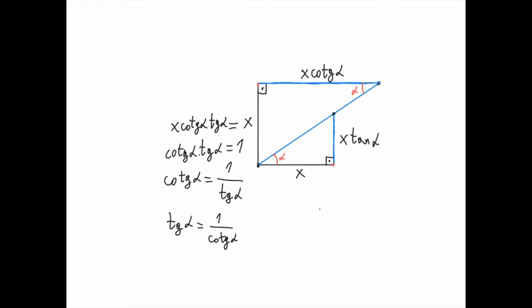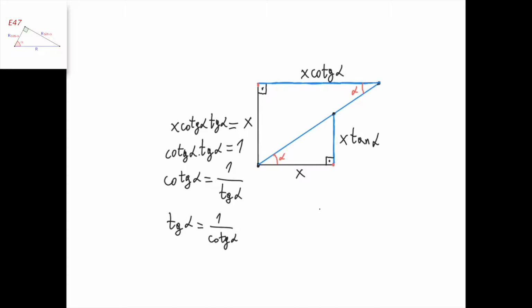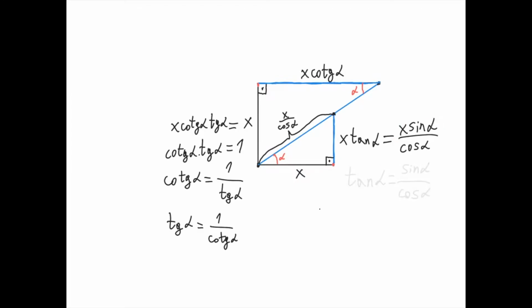Now can we find some relationships between the tangent and cotangent and the sine and cosine of the angle alpha? Well, we can. Consider this triangle, in which this angle is alpha and this side is x. It follows that this side is x divided by cosine of alpha, and this side is x times sine of alpha divided by cosine of alpha. And so we got this equality here. We can cancel out the x, and then we get that tangent of alpha equals sine of alpha divided by cosine of alpha.